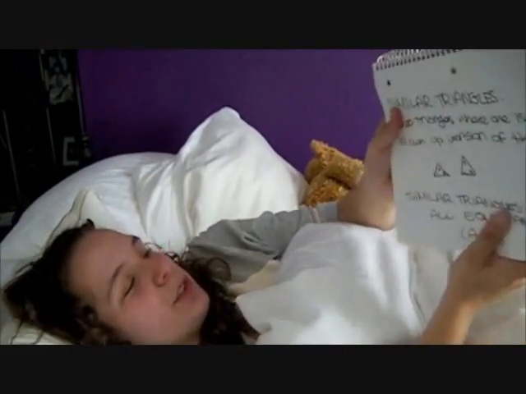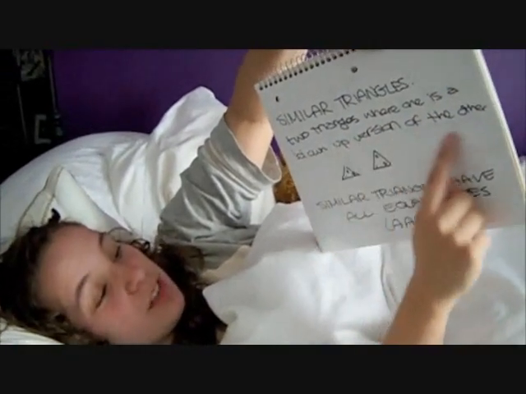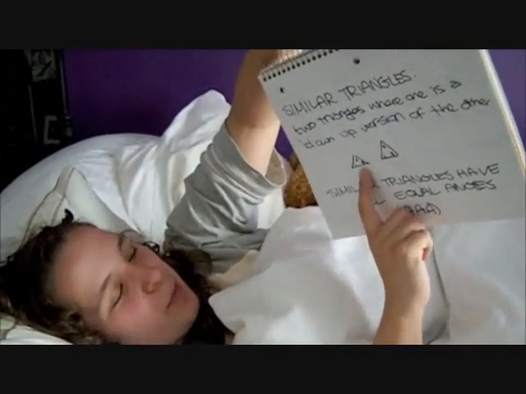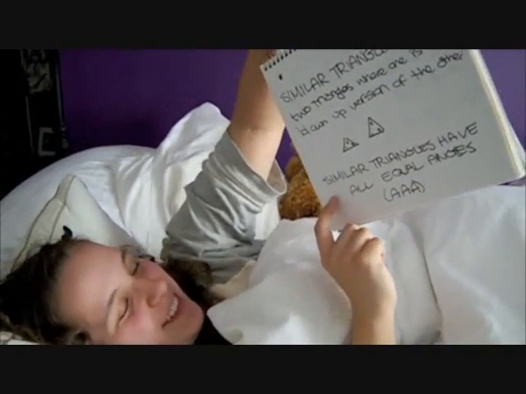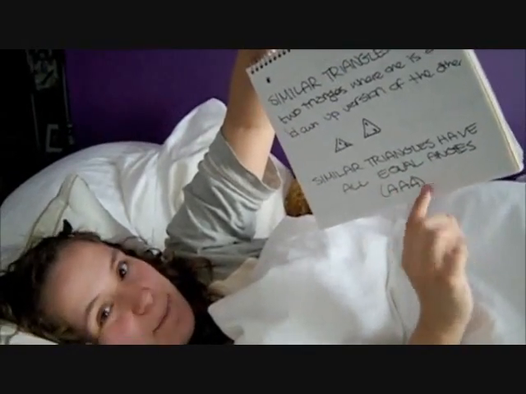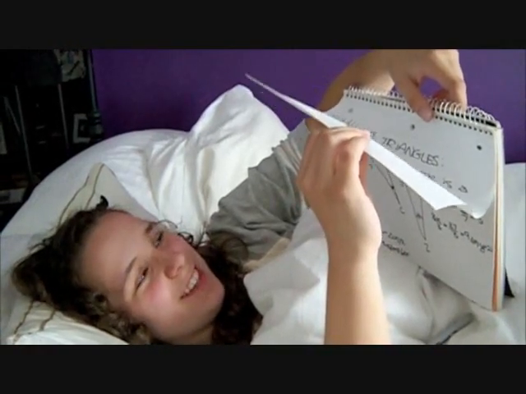Now we're going to talk about similar triangles. Two triangles where one is a blown up version of the other, more or less. This little triangle here is kind of a crappy diagram, but whatever. Similar triangles have all equal angles, AAA. You said a square. Did I?